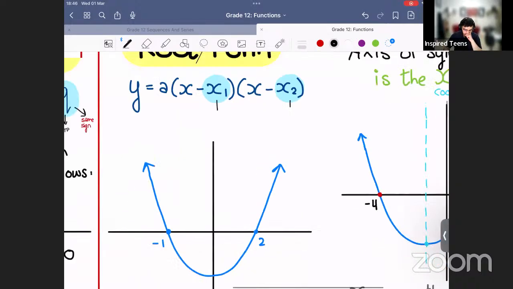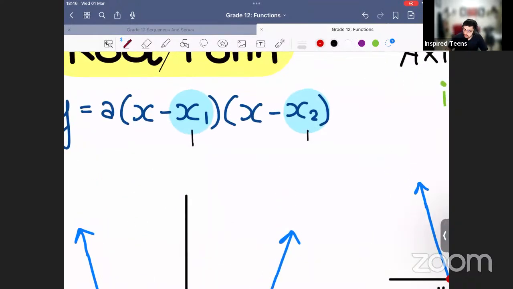All right. So things to note about this. This is x-intercept 1, this value for x1 in the equation, and this is the value for x-intercept 2. And we need to note that they are both opposite signs.